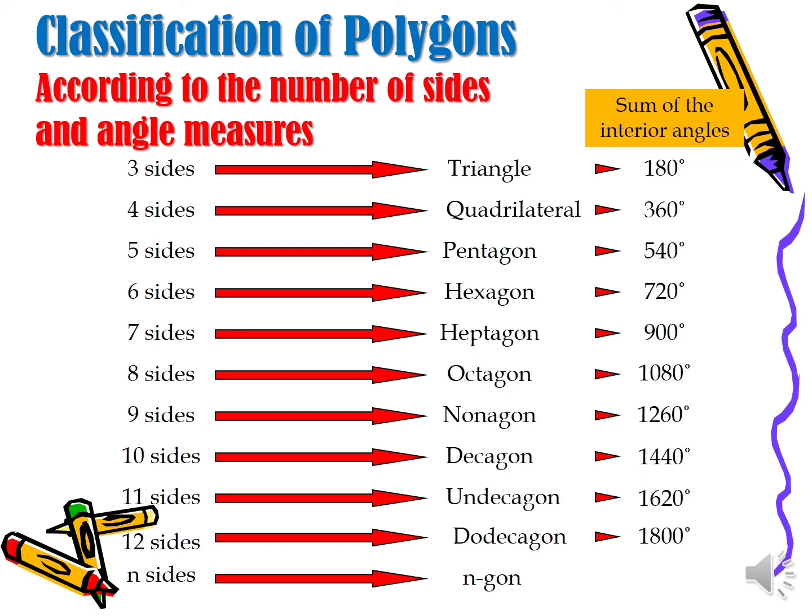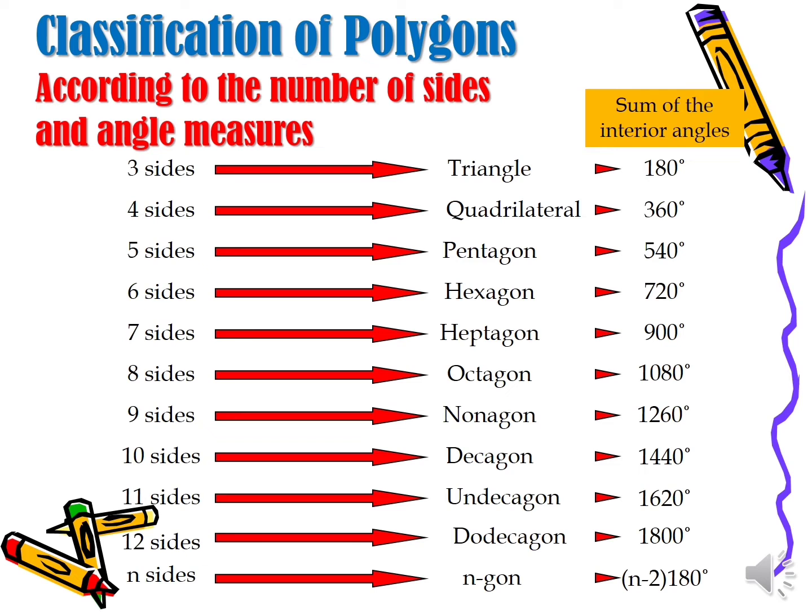So we came up with the formula, the quantity n minus 2 times 180 degrees, where n stands for the number of sides. For example, we have here quadrilateral. A quadrilateral has 4 sides. So by substituting 4 into the formula, we will get 4 minus 2 is equal to 2, and then we will multiply 180 degrees, then the result is 360 degrees.